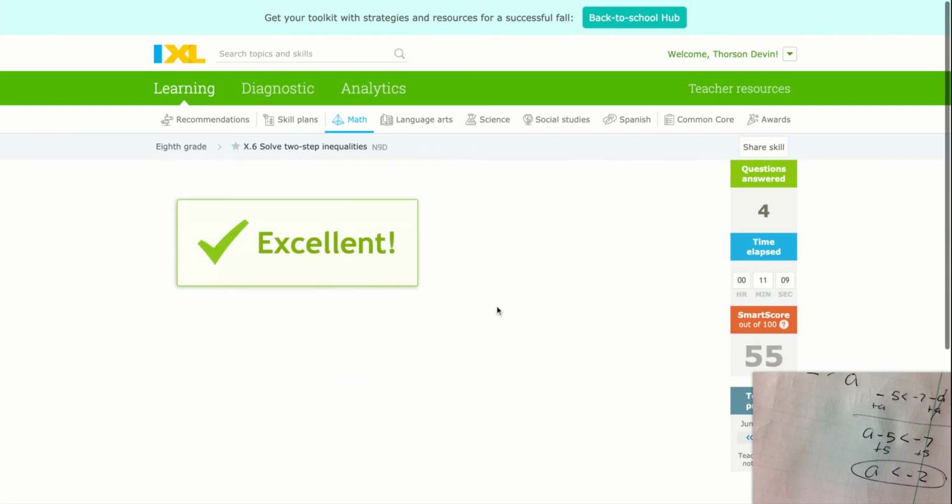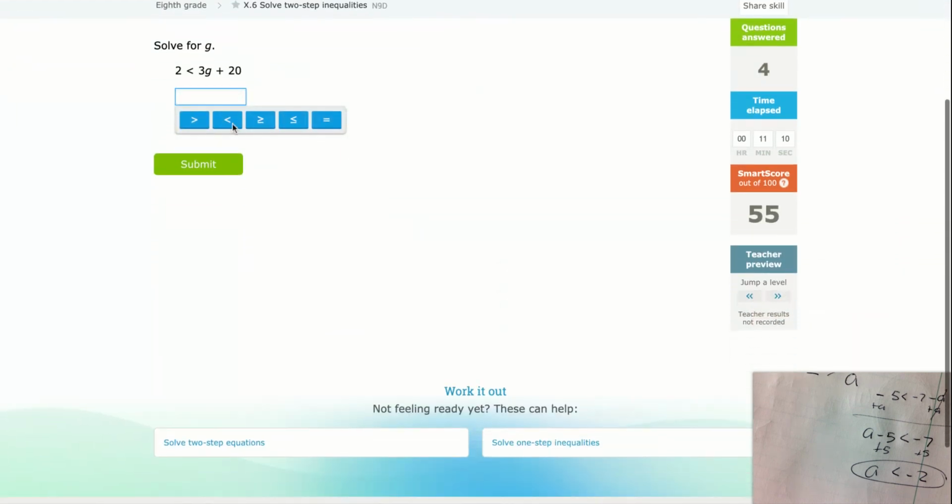So just remember, as you're working through these, if you ever multiply or divide by a negative, the inequality symbol flips. Adding and subtracting, it never does. And multiplying and dividing by a positive, it does not change. Only multiplying and dividing by a negative.